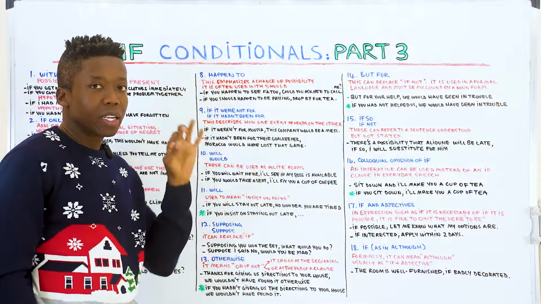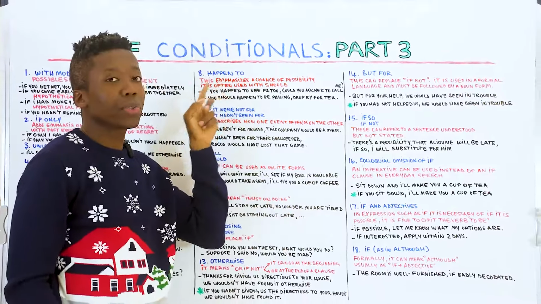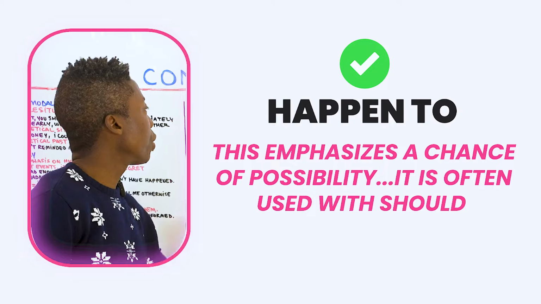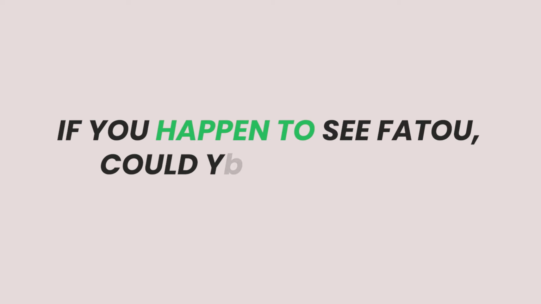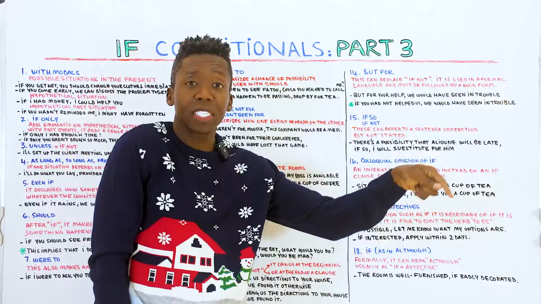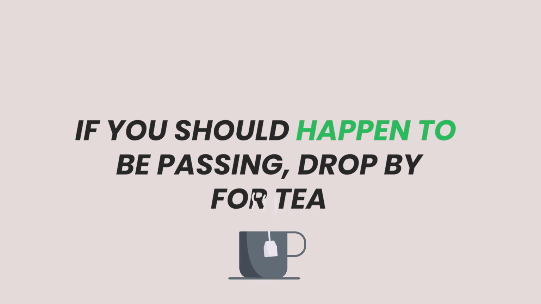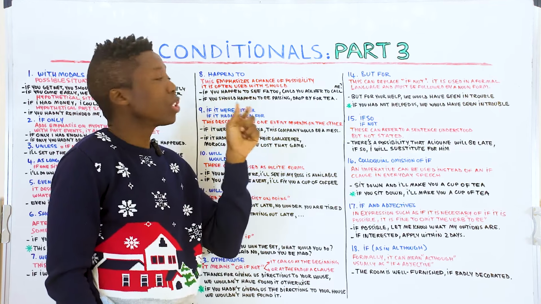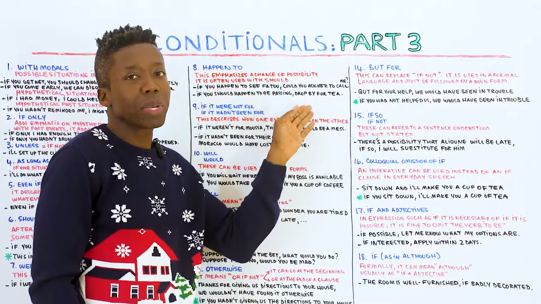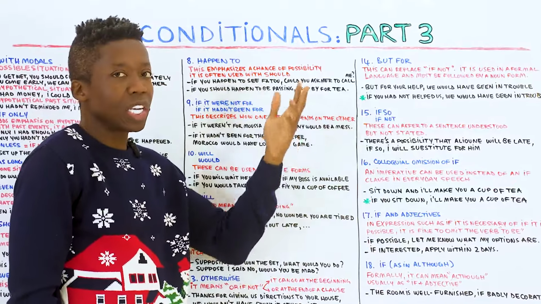Number 8, as I said, should, were to, and happen to are members of the same family. They're brothers. This is the third brother. Happen to emphasizes a chance of possibility. It is often used with should. For example, if you happen to see Fatou, could you ask her to call me? So here, you may see Fatou, and if you happen to see her, tell her to call me. If you should happen to be passing, drop by for tea, okay? So we can use it standalone without the should, or we can also use it with should. Drop by simply means visit. Stop by my place, my office, where I am, to have tea.